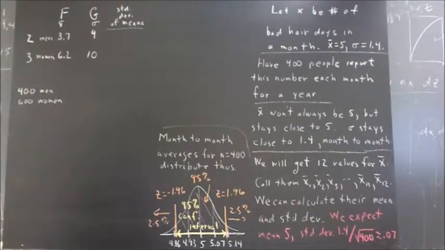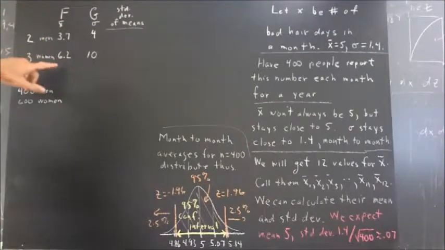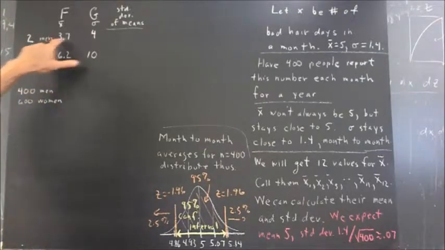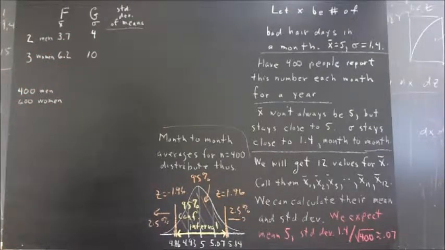Now let's suppose that we have a case, and I've set this up like a spreadsheet with an F column, a G column, and a 2-row and a 3-row. We've got a bunch of data. We've calculated a mean of 3.7 for men and a mean of 6.2 for women. Men have a standard deviation of 4, women a standard deviation of 10.